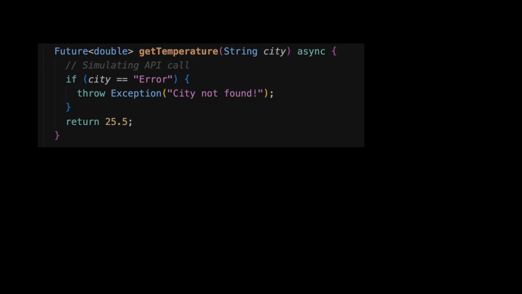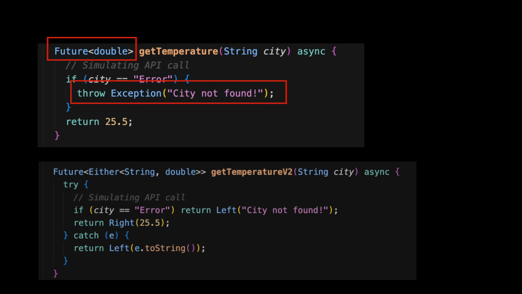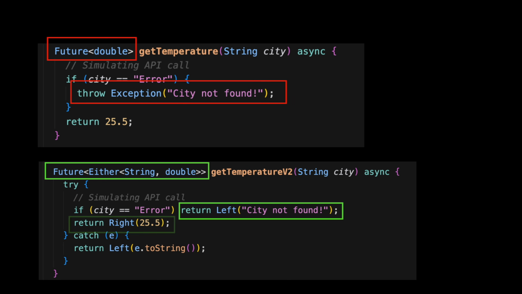For example, instead of returning a raw double or throwing an exception, our function now returns a Future<Either<String, double>> type. If the city is invalid, we return a Left with a string. If it's successful, we return a Right with the temperature. Notice how the return type now tells the developer exactly what to expect.